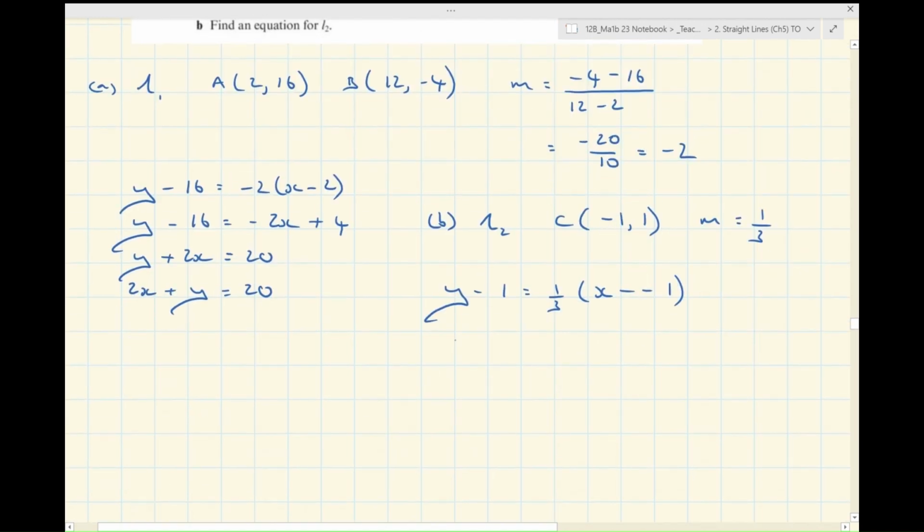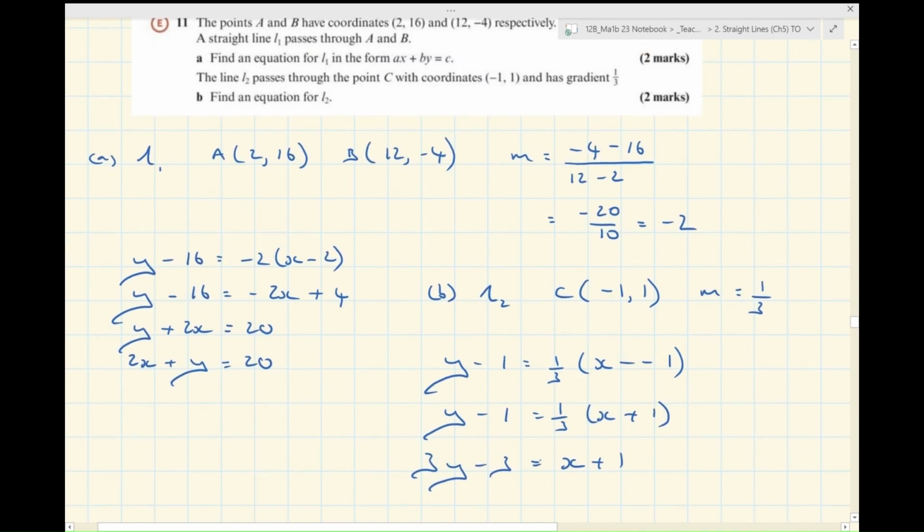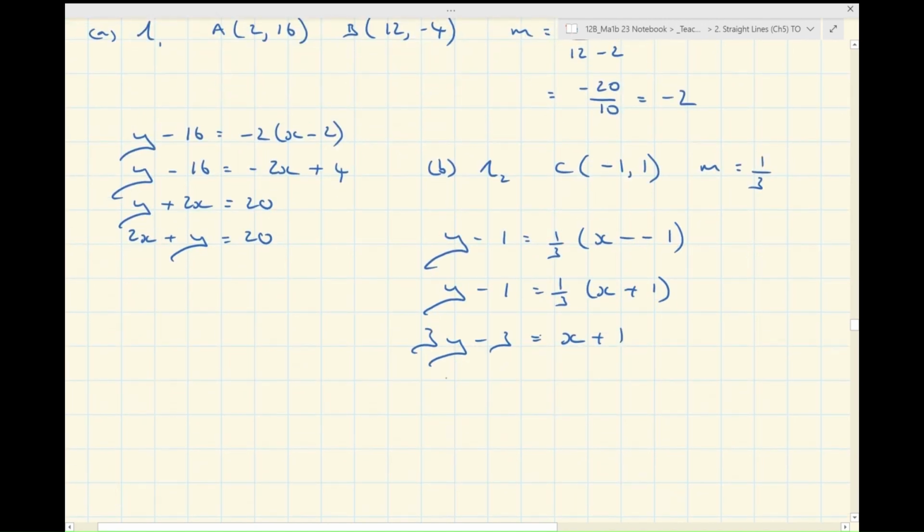So that's going to be y minus 1 equals 1/3 of x plus 1. Multiply both sides by 3. 3y minus 3 equals x plus 1. Does it say what form it wants it in? Find an equation, well, I'll put it in the same form as before, shall I?